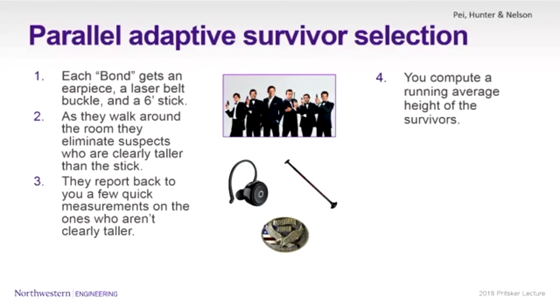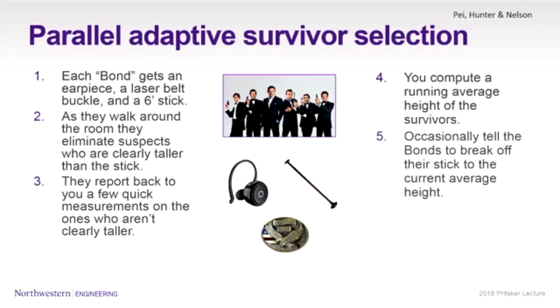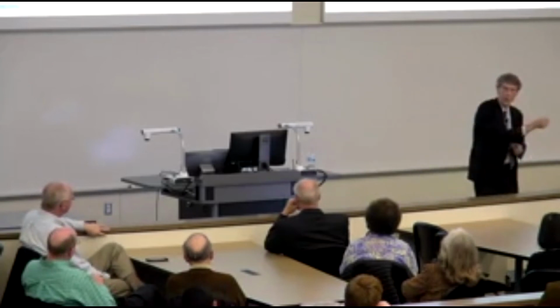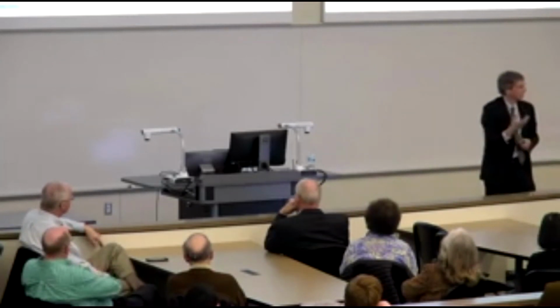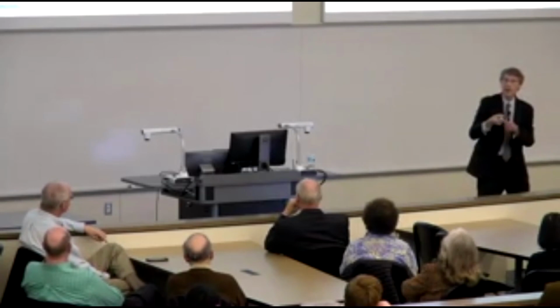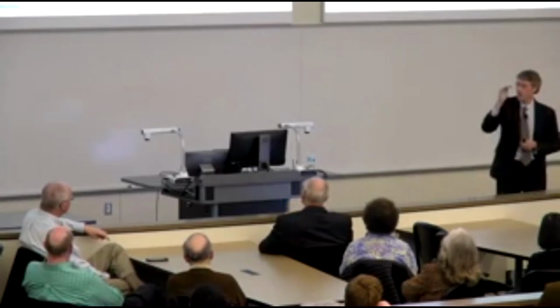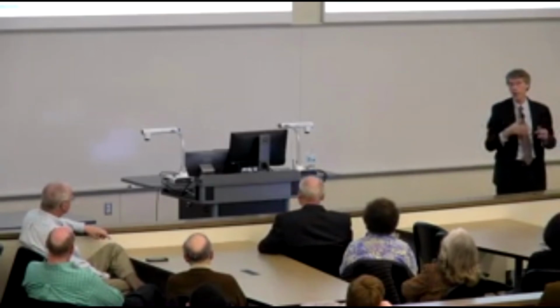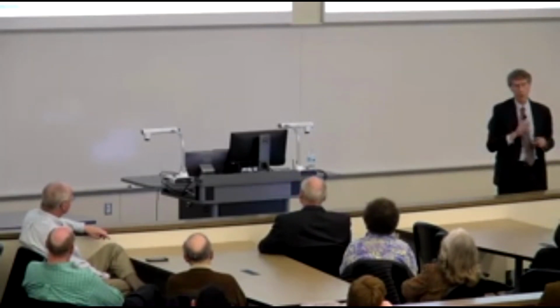What we're going to do, every so often, you tell the Bonds to break off their stick at a new height, the current average. So you say, now, all of you break off your stick at 5'6". And now they start going around the room, right? And they start eliminating people, reporting back to you about the people they can't eliminate. Now break off your stick at 5'1". Right? And we keep working our way down in that way. Almost no coordination whatsoever, which is kind of what we're trying to get around.